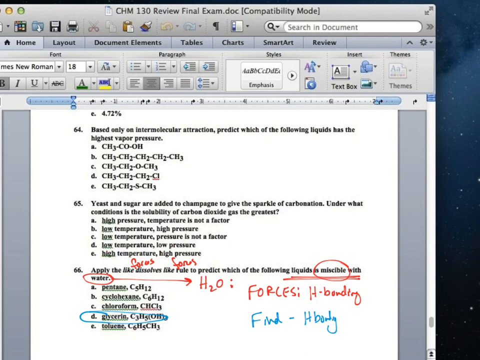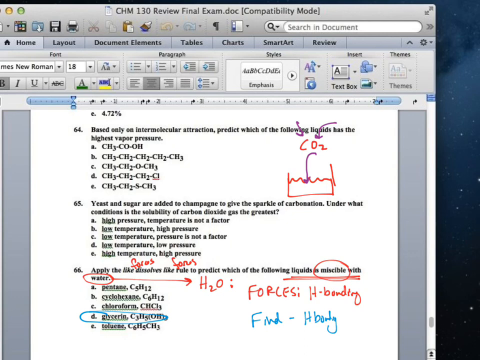Yeast and sugar are added to champagne to give the sparkle of carbonation. You guys laughed when I said sparkling. Under what conditions is the solubility of carbon dioxide gas the greatest? So what are we trying to do? We've got a container. Here's our champagne. Here's CO2. What are we trying to do with this? We're trying to push the CO2 into the liquid. How do we do that? High pressure.